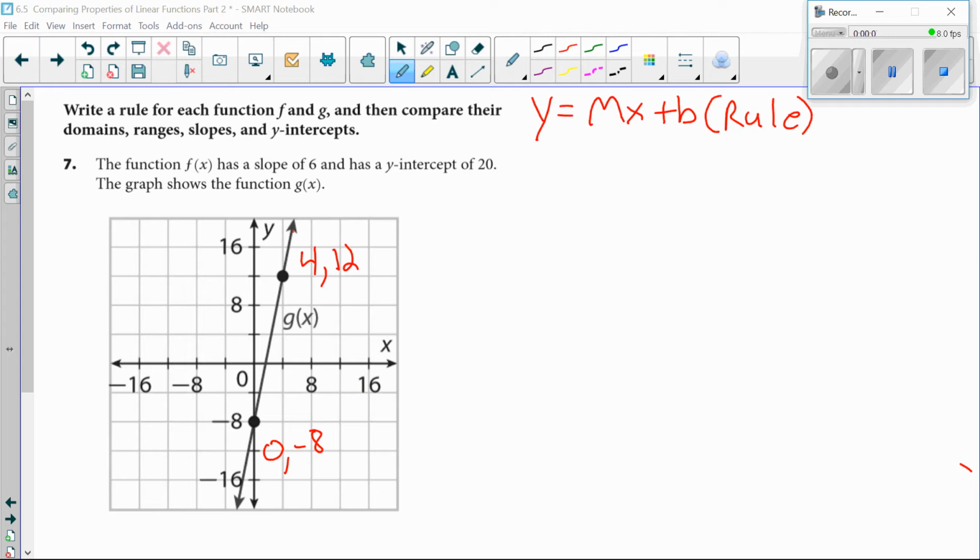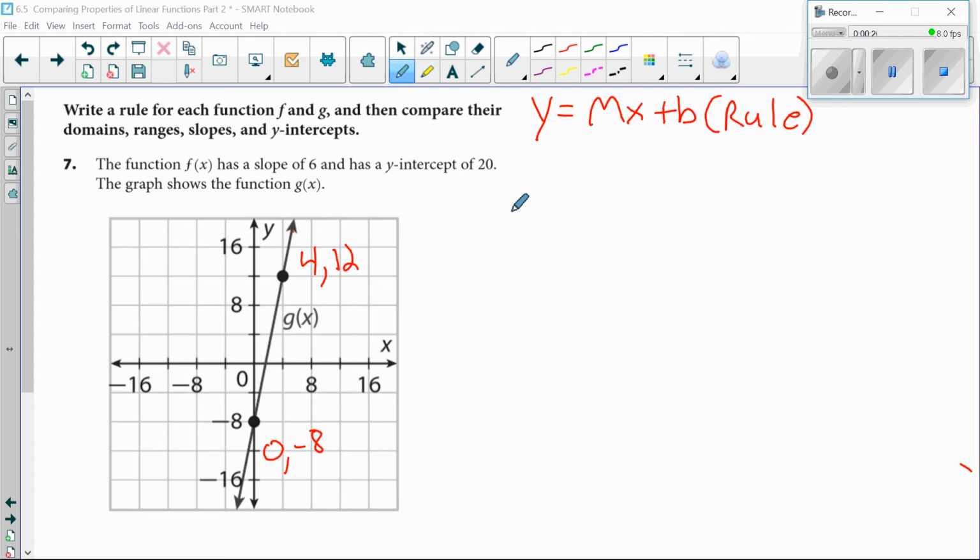And in this particular example, we're comparing an expression of a linear function in words to a graph. So let's get started. We have two functions, f of x and g of x, and what we want to do is compare the domain, range, slopes, and the y-intercepts of each.